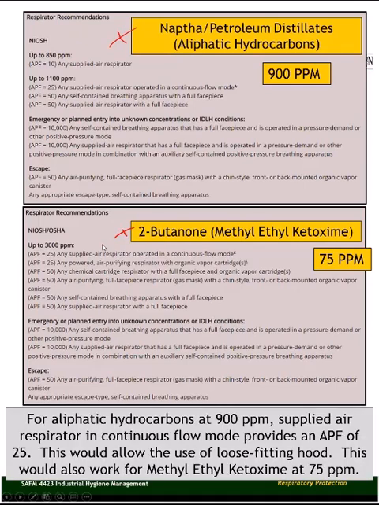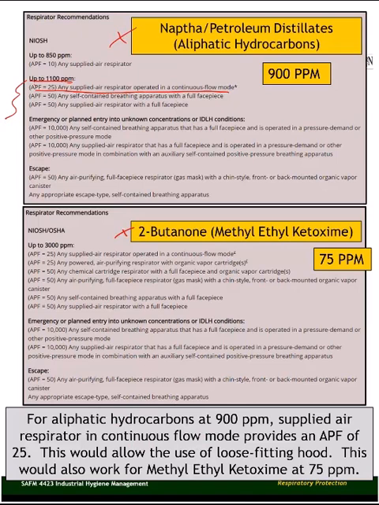When we look at these numbers, or this information, we're at 900 parts per million here, so we need to be in this category. And we've already talked about this. We're going to go with any supplied air respirator operating in continuous flow mode. That would also work for the 2-butanone.